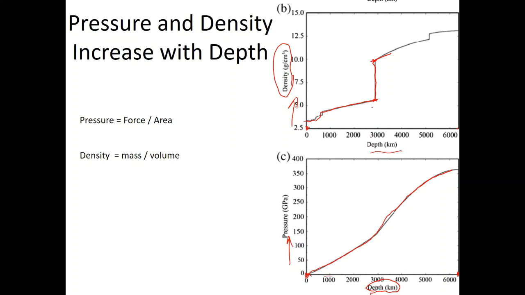Why is there that huge change in density? Because this is the mantle, and this is the core. This is the core-mantle boundary, so you're seeing the boundary between two layers there. The metallic core is much more dense than the rock mantle. So pressure and density both increase with depth, as you can see.